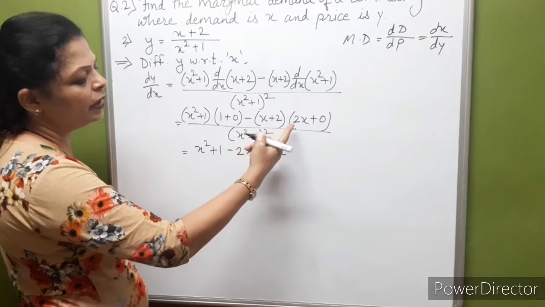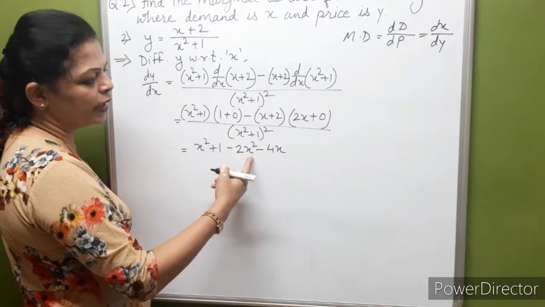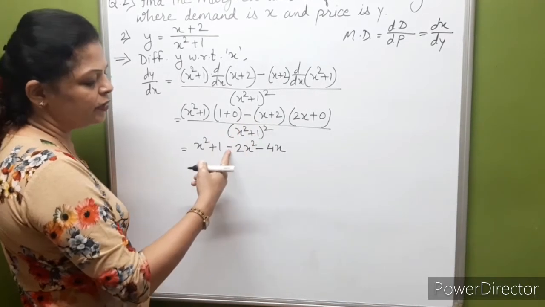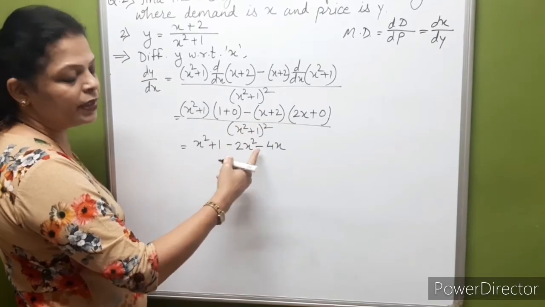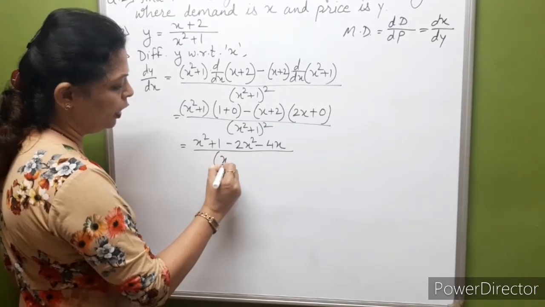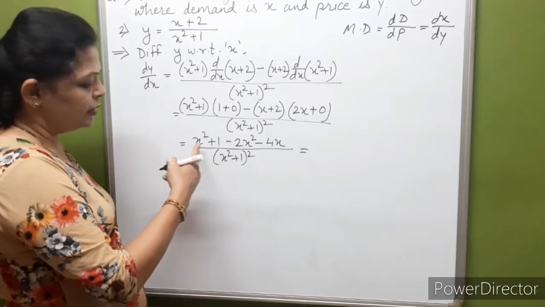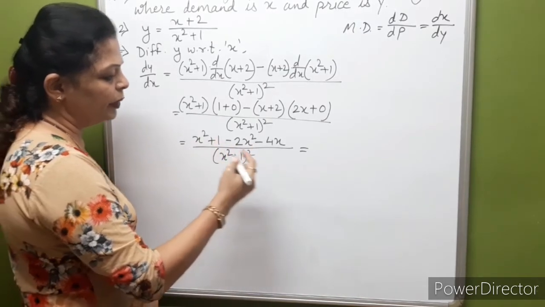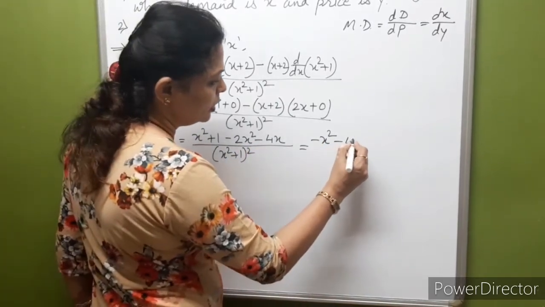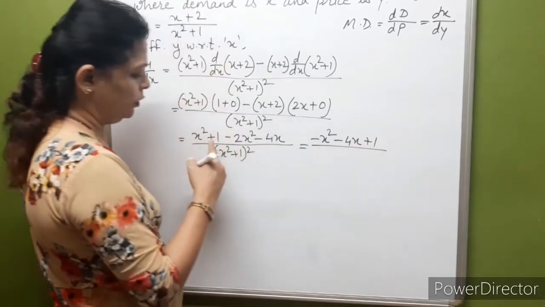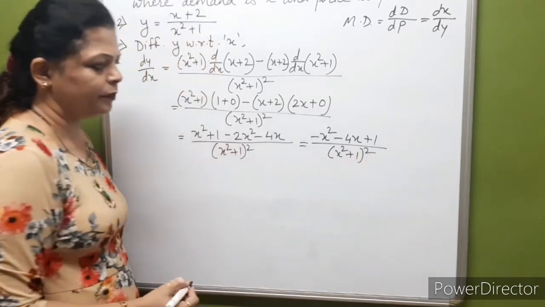Have you understood what I have done? I have multiplied by 2x to each term in this bracket. So x into 2x, I will get 2x square. And because there is a minus sign, this sign will be minus. Again 2 into 2x, 4x, and again minus, upon x square plus 1 the whole square. Now let us simplify. See, x square minus 2x square will be minus x square, minus 4x plus 1. Correct? Upon x square plus 1 the whole square.